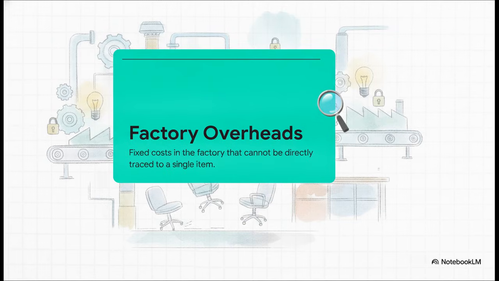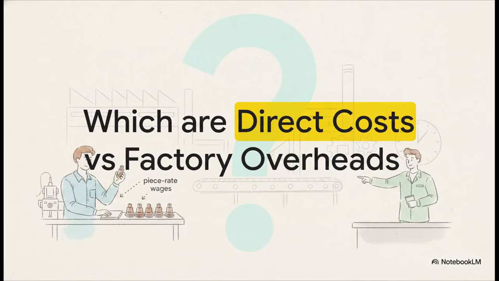These are usually fixed costs. They keep the factory running, they keep the lights on and the environment safe, but they support the entire production ecosystem rather than just one specific unit. Okay, let's do a quick mental check. Think about this. Which of these common factory floor expenses are direct costs, and which are factory overheads? Say, wages paid on a piece rate versus a floor supervisor's salary.